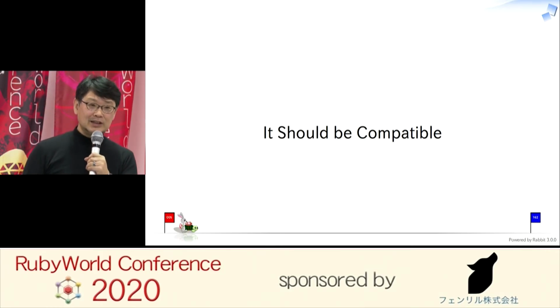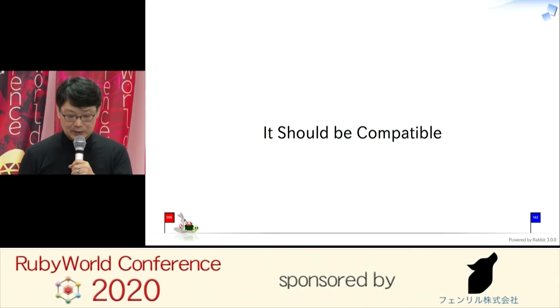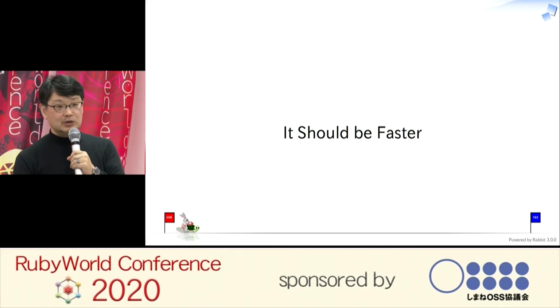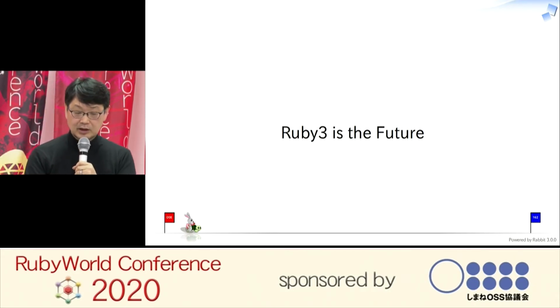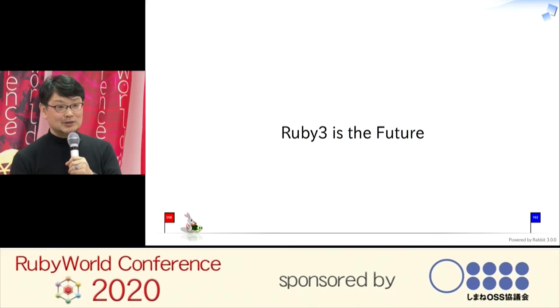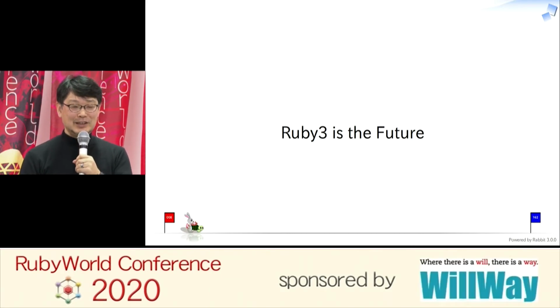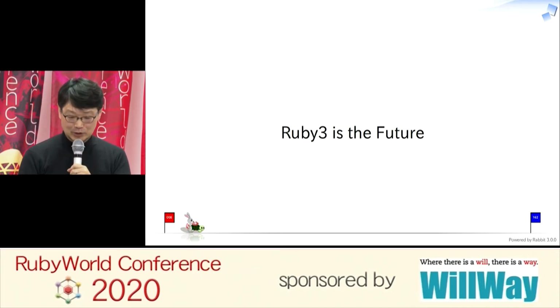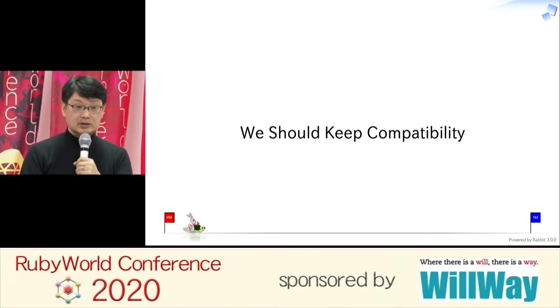So this is 3.0; the current version is 2.7. Compared to 2.7, we try to secure good compatibility. But at the same time, it should be faster and a better Ruby language. These are our targets. And after the release this year of 3.0, we will have 3.1. That's how we like to create the future of the programs.